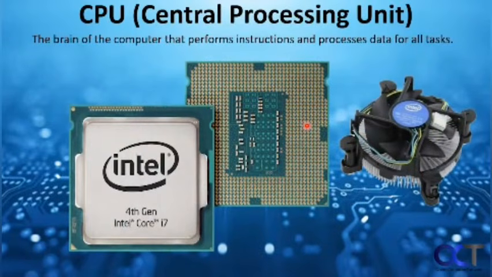All right, so now we'll talk about the CPU, Central Processing Unit, or processor as it's also known. So this is the brain of the computer that performs instructions and processes data for all tasks. So in this example here, we have an Intel i7. So here's the top, here's the bottom.